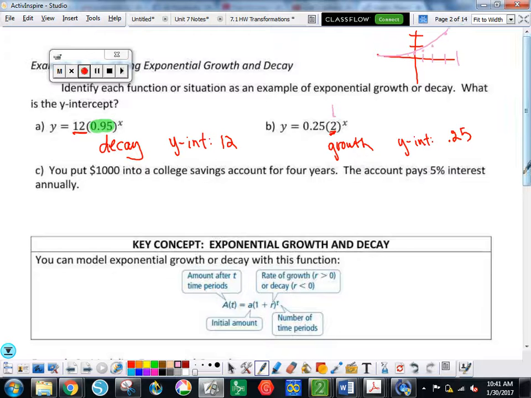Okay, moving on. You put $1,000 into a college savings account for 4 years. The account pays 5% interest annually. Would that be a growth or a decay? Well, that better be a growth, right? Now, what's the initial? What's the starting spot? What would be the y-intercept? You start with $1,000. Good. So the y-intercept would be $1,000.